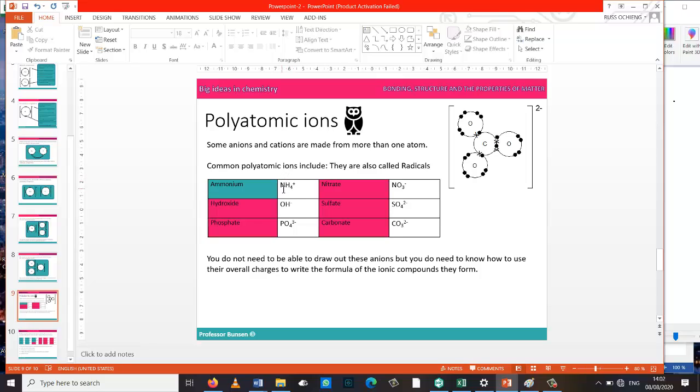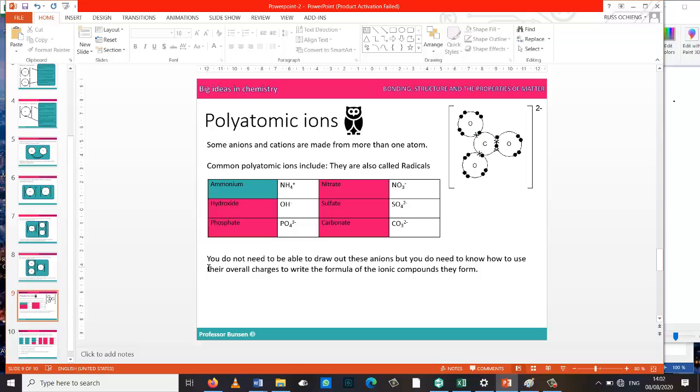Now, an example of a polyatomic ion is ammonium ion. Ammonium ion has 1 nitrogen atom and 4 hydrogen atoms combined together, and it has a net charge of +1. Now, we also have hydroxide ion, 1 atom of oxygen and 1 atom of hydrogen with a net charge of -1.